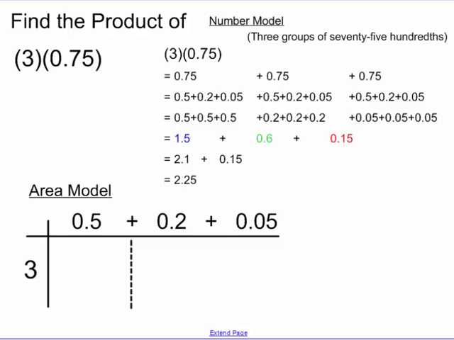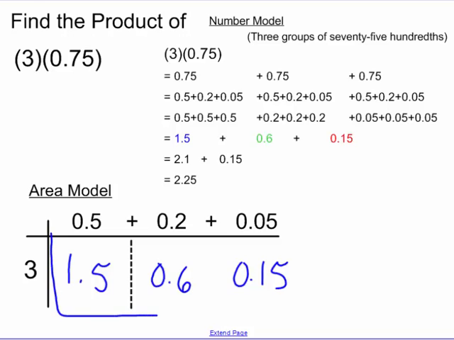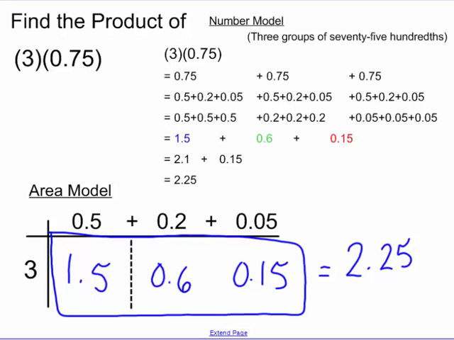Find the product of 3 times 0.75 or 3 times 75 100ths. So I've shown my number model here, and you can see where the parts come from. I've rearranged my 5/10, my 2/10, and my 5 100ths all together. If I look at my area model, if I have 3 groups of 5/10, that is 15/10 or 1 whole unit and 5/10 left over. I have 3 groups of 2/10, so that would be 6/10 total. And then I have 3 groups of 5 100ths. That would be 15 100ths. And when we add all of these values together, we end up with 2 and 25 100ths.